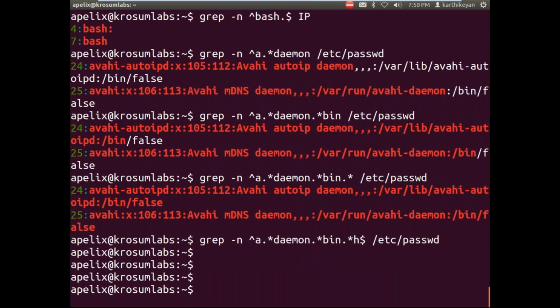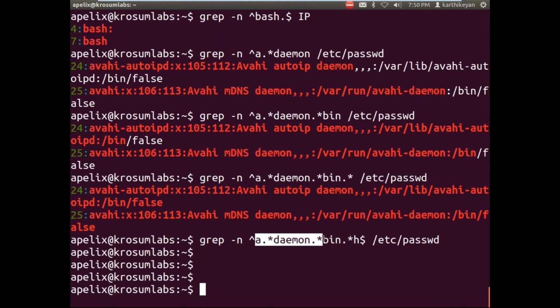See the regex pattern here. Up to this, the patterns are true. Up to this is fine. The line starts with the pattern A followed by list of all, the substring called daemon, the substring called bin, etc. The line ends with the character H is not there, because in my above file, the line ends with the character E. False. The line ends with E, character E. So it is not matching.